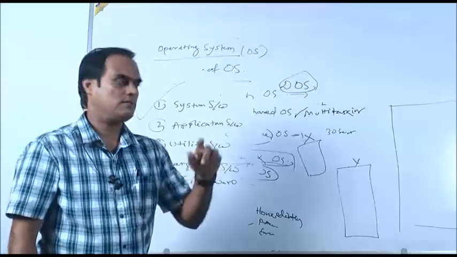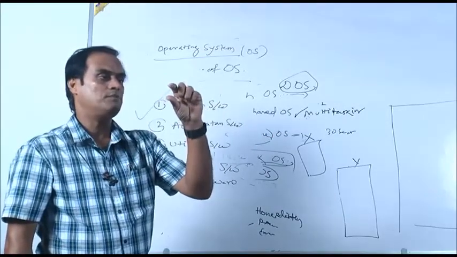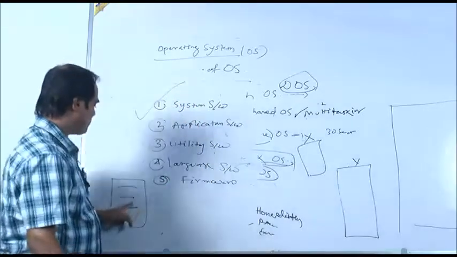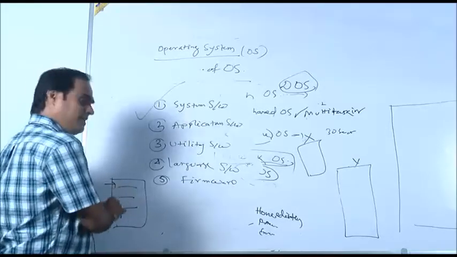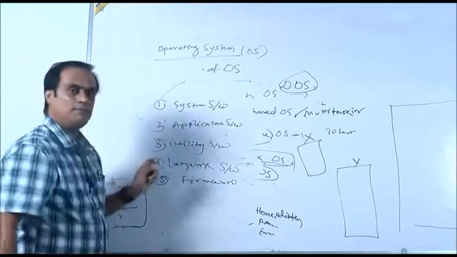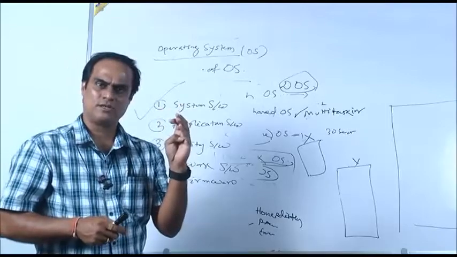MS Word is developed by Microsoft. That means what? MS Word is one application software, because for documentation, for word processing, to write a draft, we are using MS Word. So, MS Word is the application software. Like that, Tally is also application software.